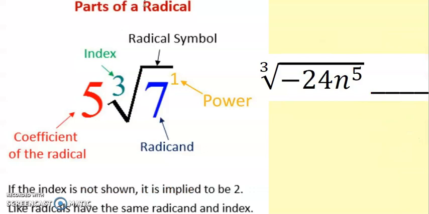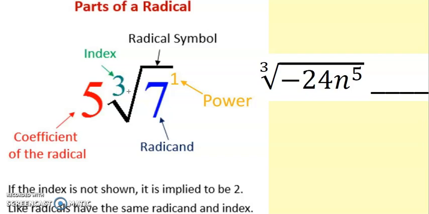Let's talk about the parts of a radical. So here is our radical. This check mark looking thing is the radical symbol. Inside of that check mark is the index. If there's nothing there, it's implied to be a 2.